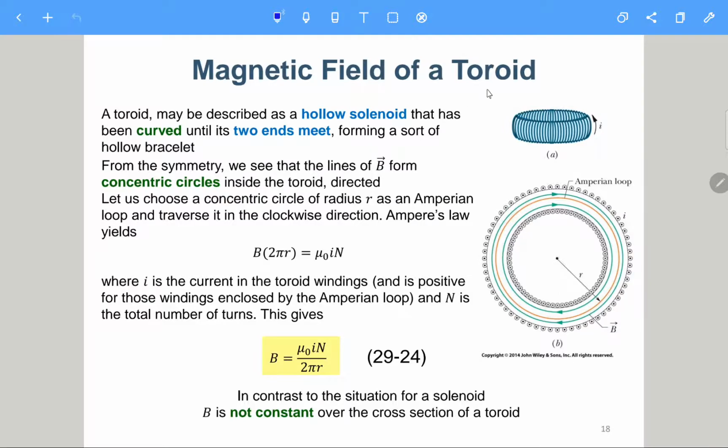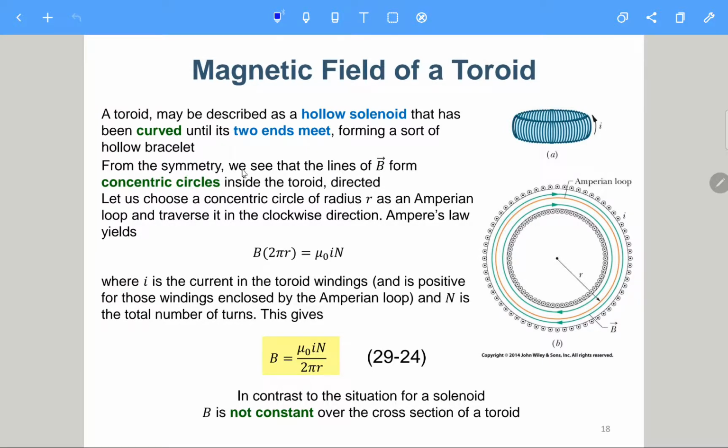So we have not only solenoid but also toroid. Actually the toroid is trying to make a solenoid. We try to connect the two ends, and then we make it like a bracelet. So a toroid may be described as a hollow solenoid that has been curved until its two ends meet, forming a sort of hollow bracelet.